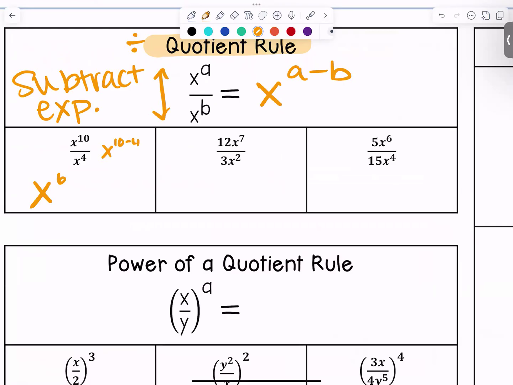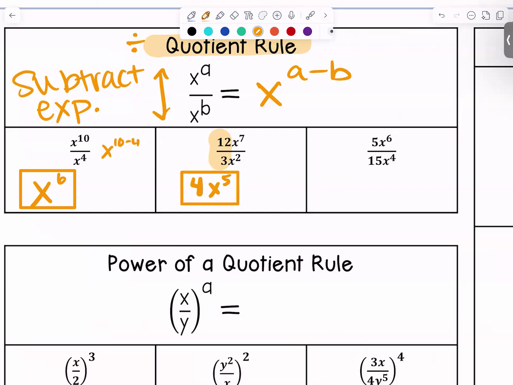So you're subtracting. That's how you get x to the 6th power. Then those are going to divide because they're whole numbers. They don't have anything special that goes with them. So whole numbers divide and exponents subtract. So 12 divided by 3 is 4. And then 7 minus 2 is x to the 5th power.